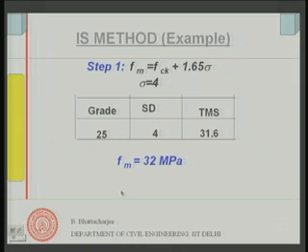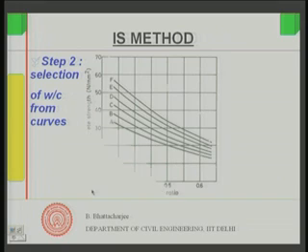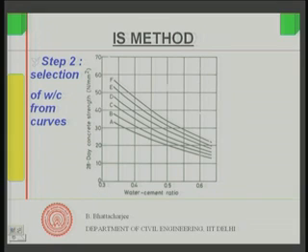My step 2 would be to find out the water cement ratio, and that too I find out from curves. And I said my cement is 43 grade cement, and this is the set of curves which I have discussed earlier, right?